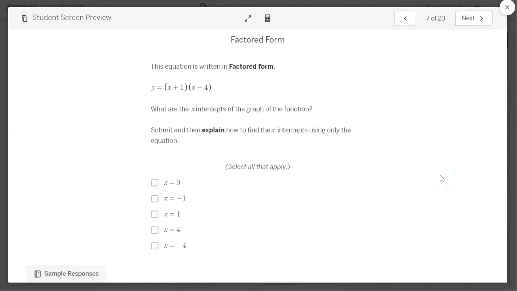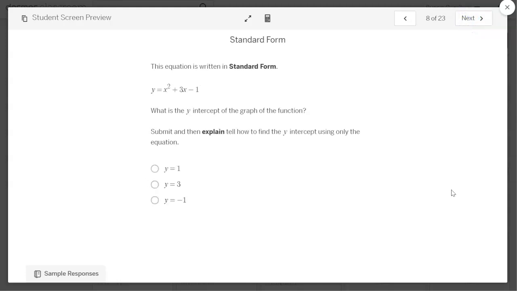This equation is in factored form. What are the x-intercepts for this graph? Submit and explain how to find the x-intercepts using only the equation. This equation is in standard form. What is the y-intercept of the function? Submit, explain how to find the y-intercept using only the equation.